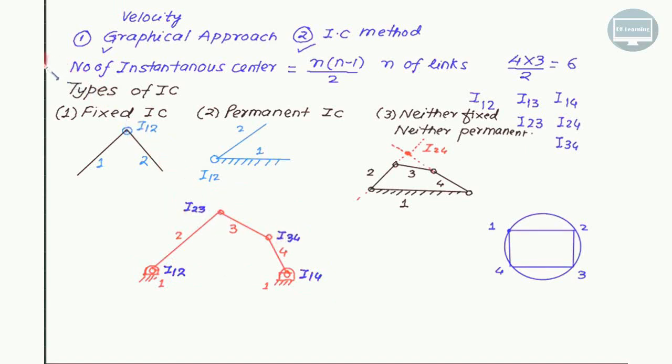So how many ICs are known to us? One IC is 1, 2. One IC is 3, 4. One IC is 1, 4. And how many ICs are not known? 1, 3 is not known and 2, 4 is not known. So how do you go about this? For this one, you want 1, 3. So 1 is here and 3 is here. So you have to draw this line.